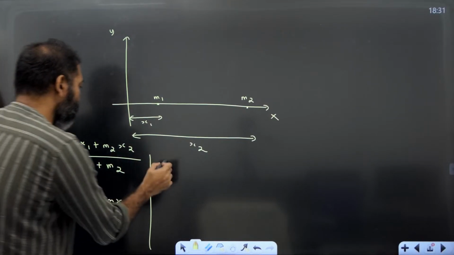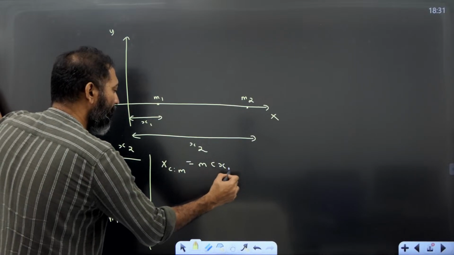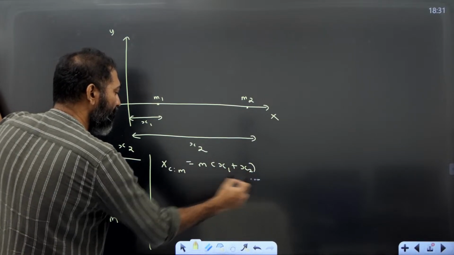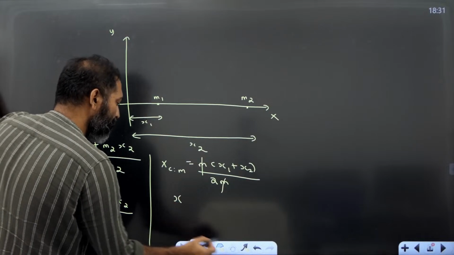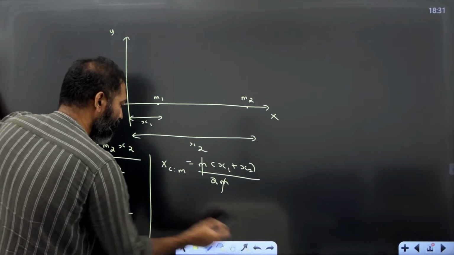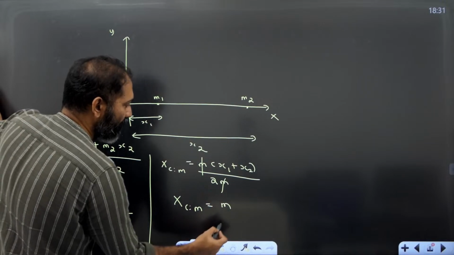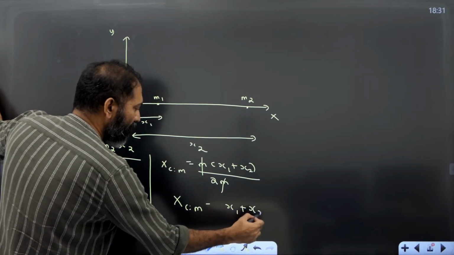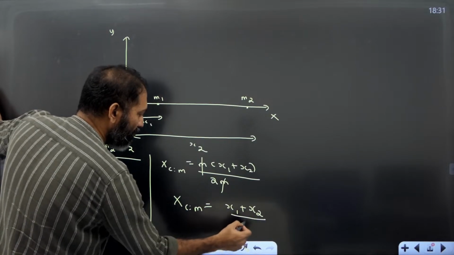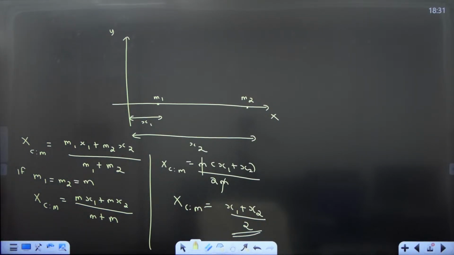So center of mass is equal to what? If you take m common, m into x1 plus x2 divided by 2m. So what happens? m is gone. So center of mass is equal to x1 plus x2 by 2, if both have equal masses. What is the equation? x1 plus x2 by 2.